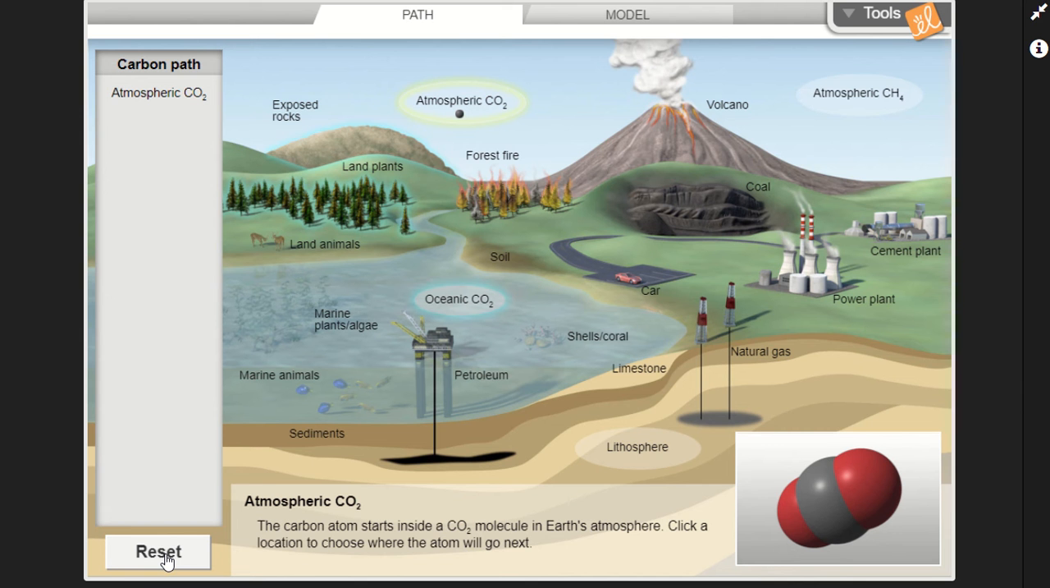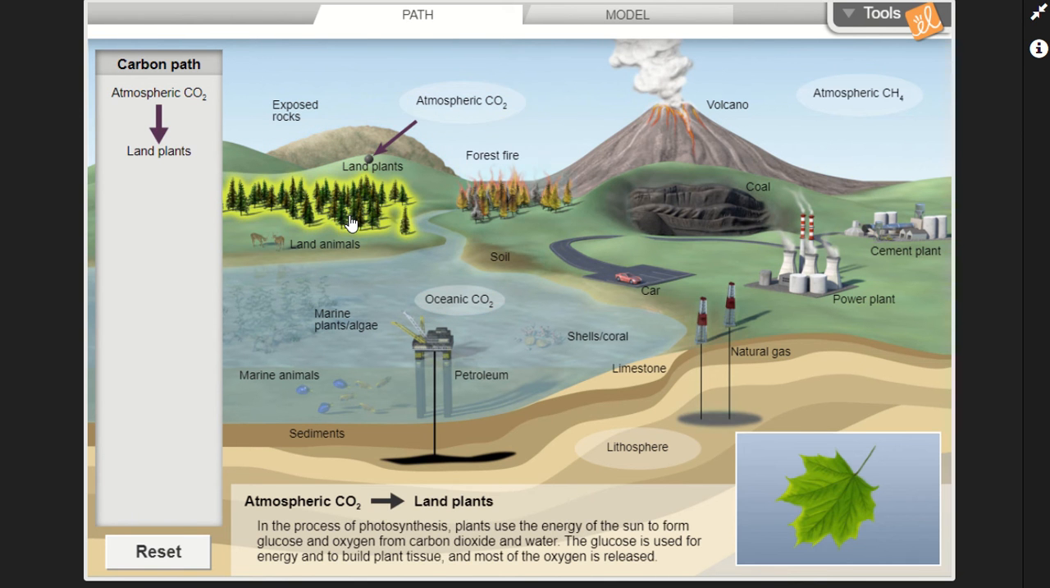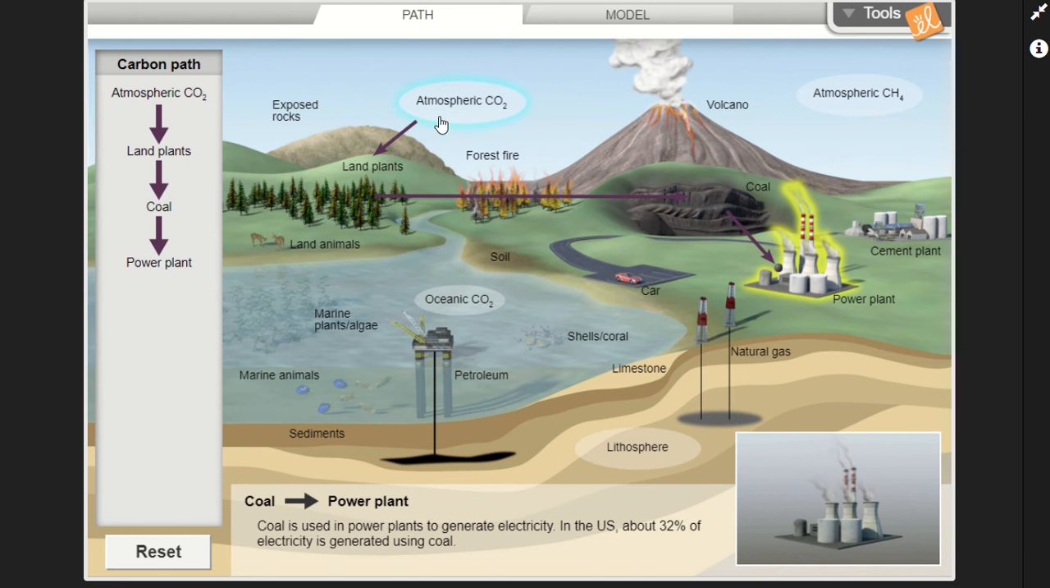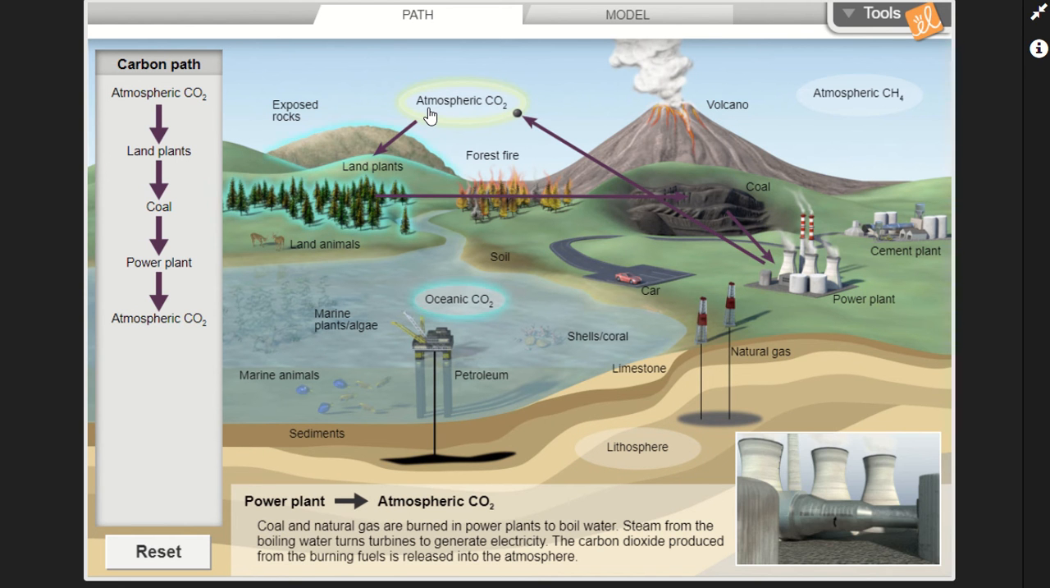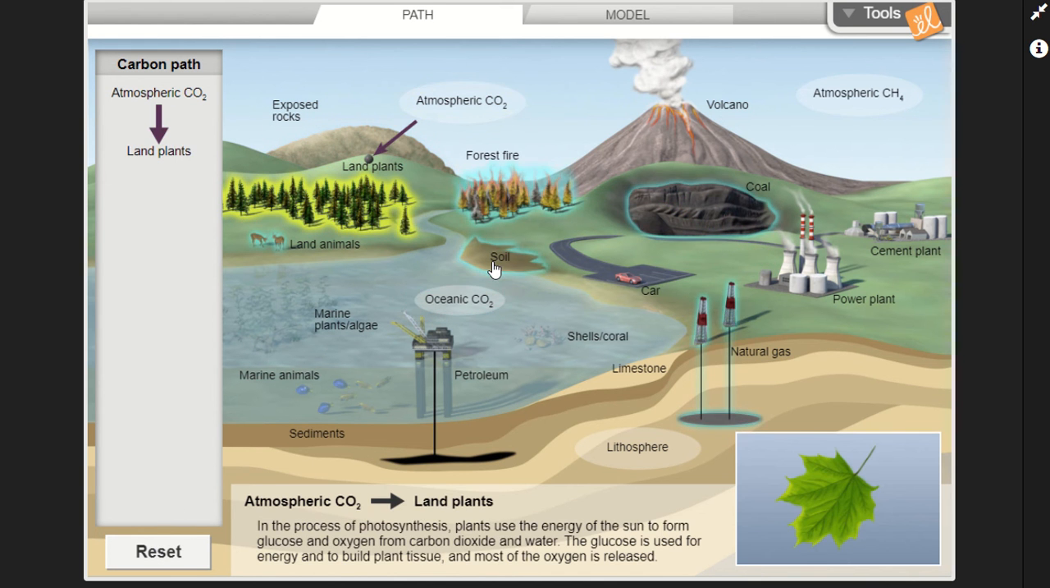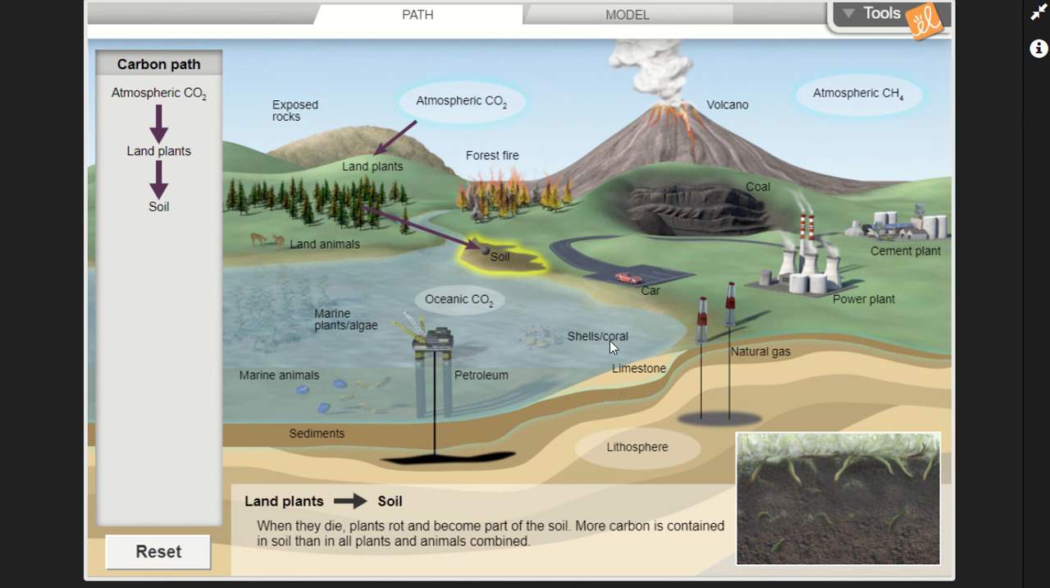So I am going to say land plant. So from atmosphere to land plant, and then I'm going to say to coal. From coal to power plant, and from power plant to atmosphere. So that's another way. So I said power plant. That's one of the other ways you can do that one. Or you can sit here and click on it and see where it tells you to go.